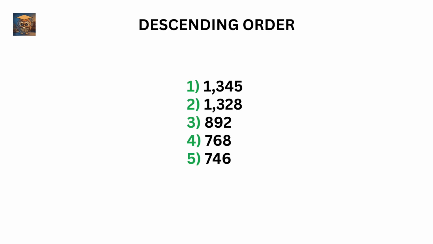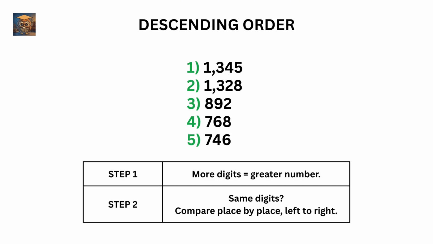So in descending order, greatest to least, we have 1345, 1328, 892, 768, and 746. The process is always the same. If a number has more digits, that means it's a greater number. If there's the same number of digits, compare place by place, starting from the left. And that is how you arrange whole numbers in descending order.